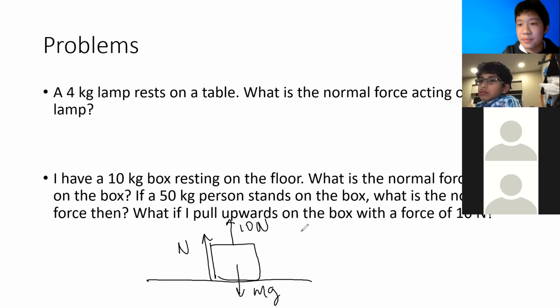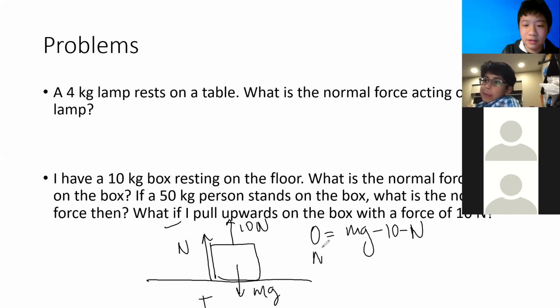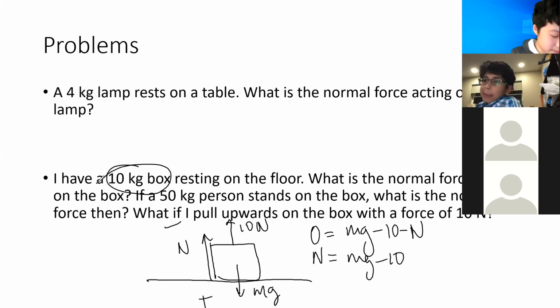I can use 0 as my net force because it's still not going anywhere. 0 equals, positive here, negative here. My mg will be positive, minus the 10, minus my normal force. Now I just need to solve. Normal force is mg minus 10. Now that the human is not on the box, all I have is a 10 kilogram mass. 10 times 9.8 minus 10. Normal force is 88 newtons.